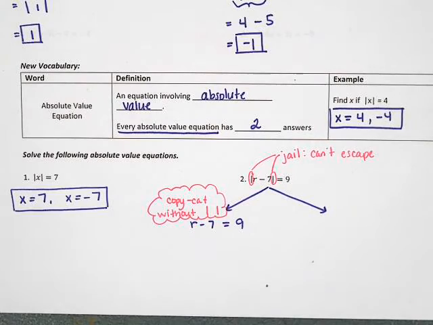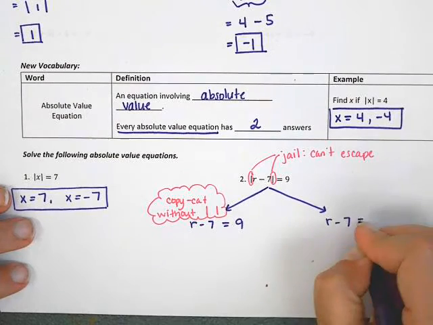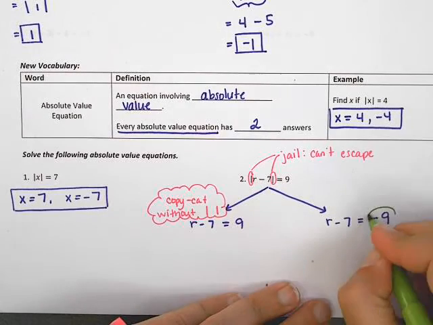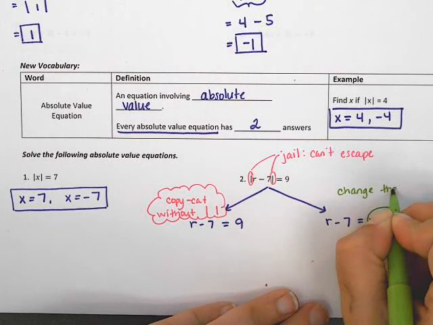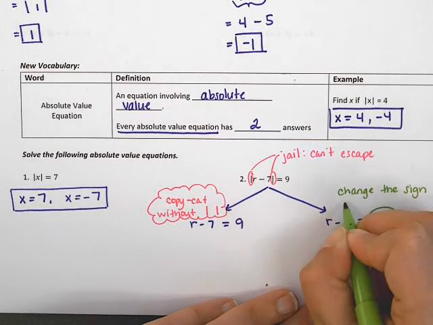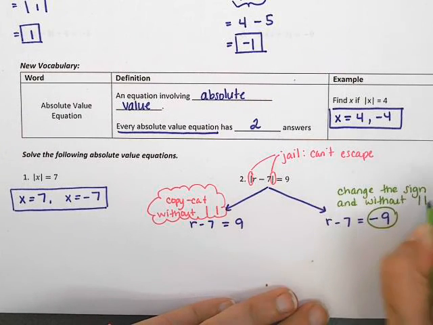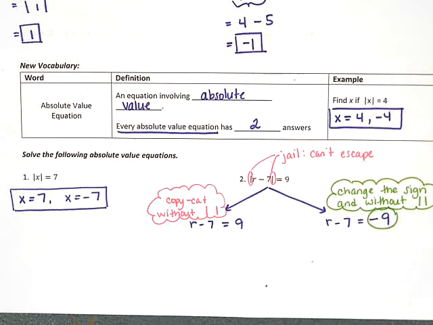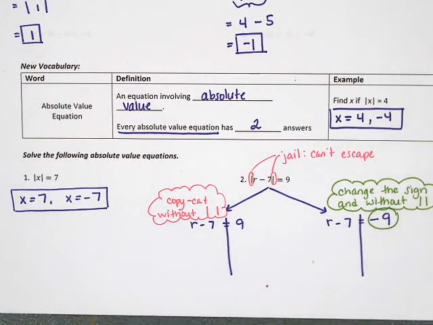Now the second equation that you're going to write is going to be a little bit different. You're going to copy the left side, but instead of equaling positive 9, you're going to equal negative 9. So for this one, you change the sign of the number, you made it negative, and it's without the absolute value symbol. Now that's what you're going to do every time. You're always going to copy the original, and then you're always going to rewrite it with a negative number. These equations do not have absolute values in them, so these are equations we can solve.